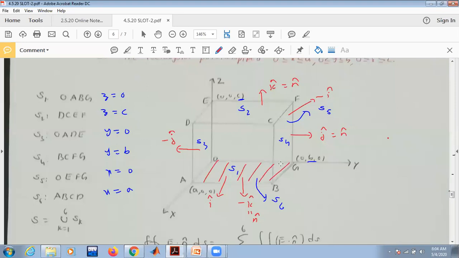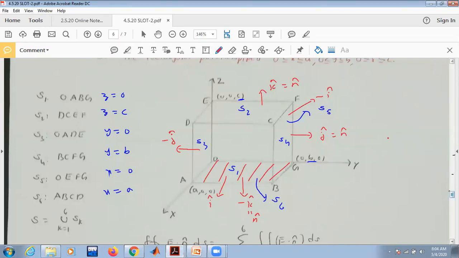S2 projection on S1 plane is S1. Can you see that? These two are parallel planes. And S4 projection on XZ plane is S3. These two are exactly similar. Similarly, S6 ABCD projection on YZ plane is nothing but S5, which is OGFE. That is also you have to make a note.